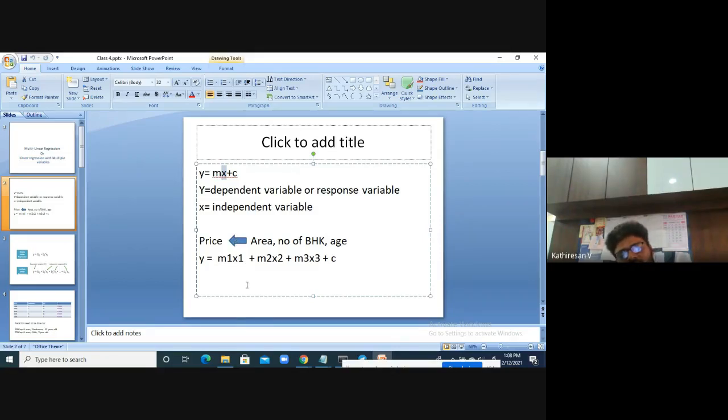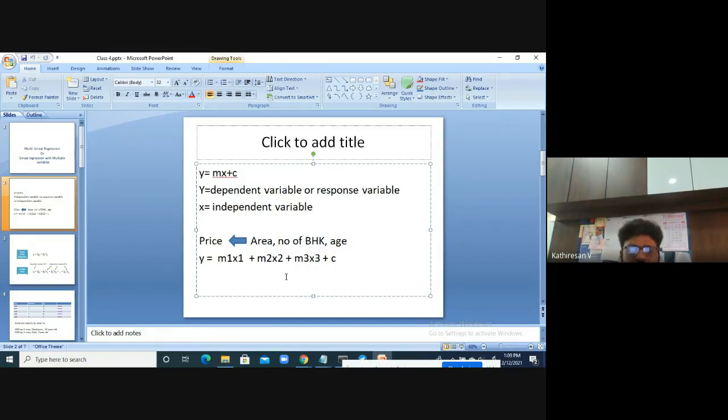Now we are getting into multilinear regression. In a multilinear regression problem, we have more than one independent variable. Just look at this particular equation. We have x1, x2 and x3, three independent variables, which we are dealing with.